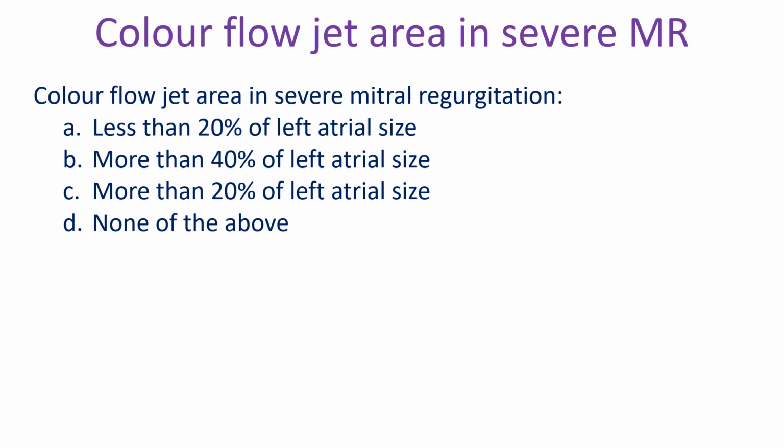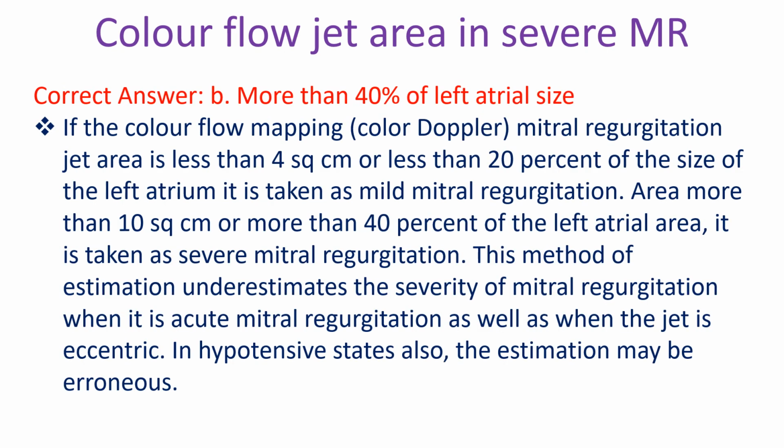Color flow jet area in severe mitral regurgitation. A. Less than 20% of left atrial size. B. More than 40% of left atrial size. C. More than 20% of left atrial size. D. None of the above. Correct answer B. More than 40% of left atrial size.